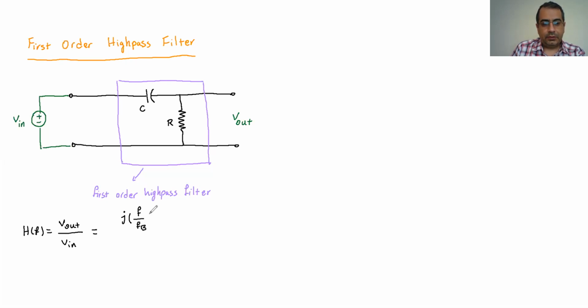Again, the FB is the cutoff frequency. And then it's going to be 1 plus jF over FB. So it can be written as that in the rectangular format, and as I said, it's because it is complex.